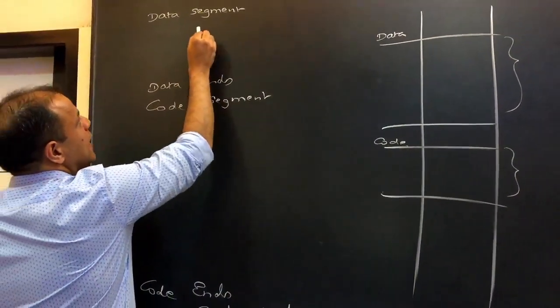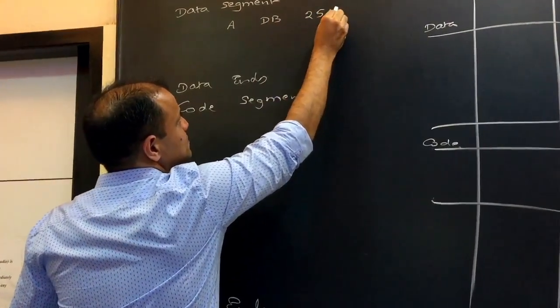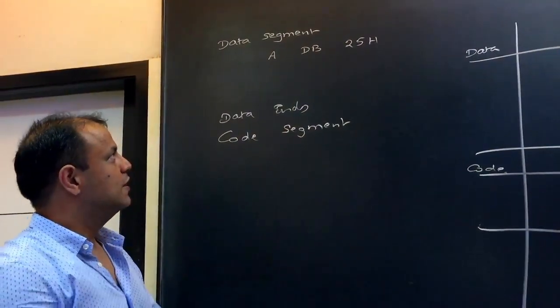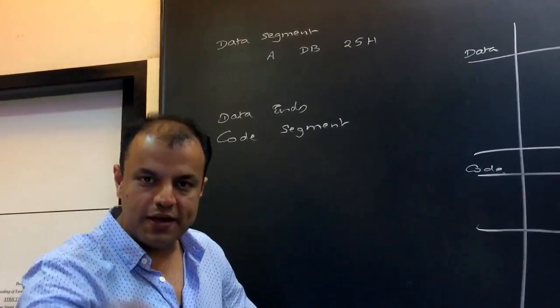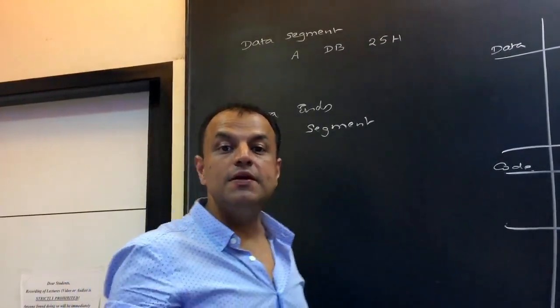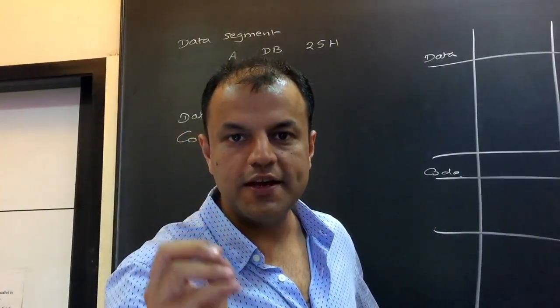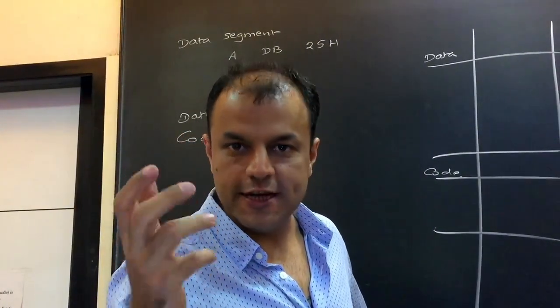You write A DB 25H. Now try to decode them, what they are. A is the name of the variable, 25 is the value of the variable, and DB stands for define byte. Say it again, define byte. So that's the data type.